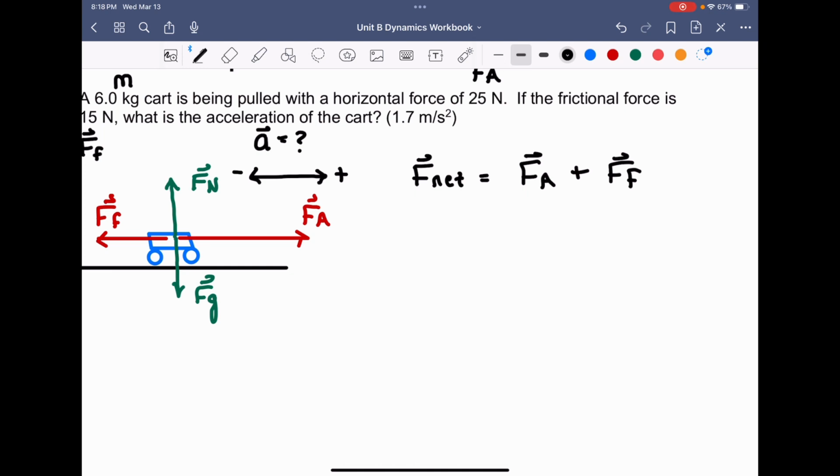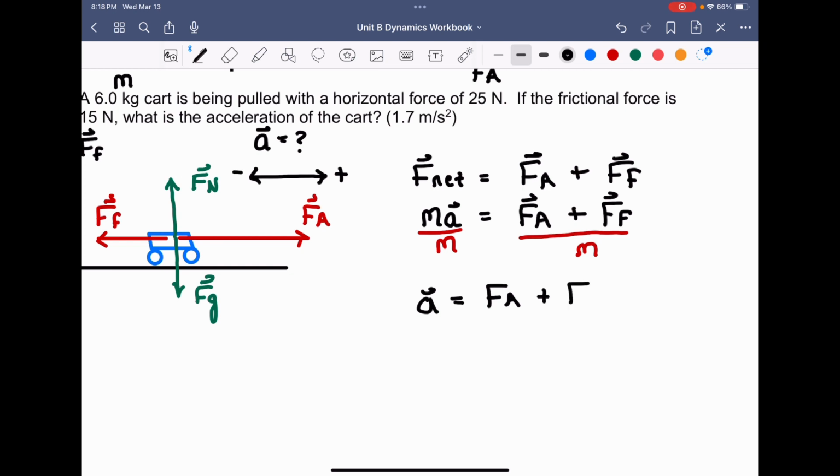Now, from here, I'm going to expand out the FNet from our formula sheet and say FNet equals mass times acceleration, which is equal to FA, or the action force, plus the force of friction. Now, we're going to isolate for our acceleration by dividing both sides by m. This is going to give me acceleration is equal to FA plus FF, making sure I put vector symbols on both of those, divided by the m.